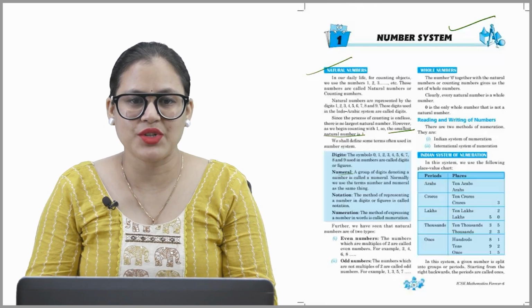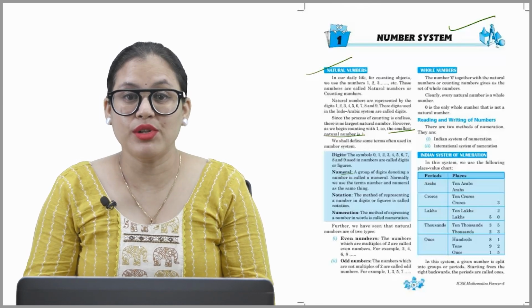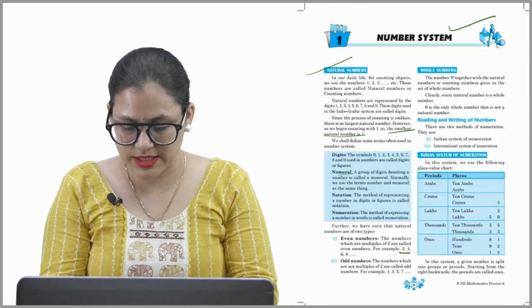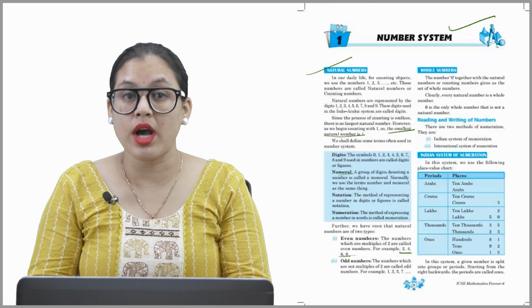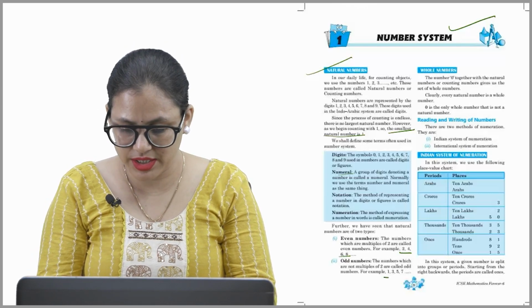Further, we have seen that natural numbers are of two types. Number 1, even numbers. The numbers which are multiples of 2 are called even numbers. For example, 2, 4, 6, 8 and so on. Number 2, odd numbers. The numbers which are not multiples of 2 are called odd numbers. For example, 1, 3, 5, 7.